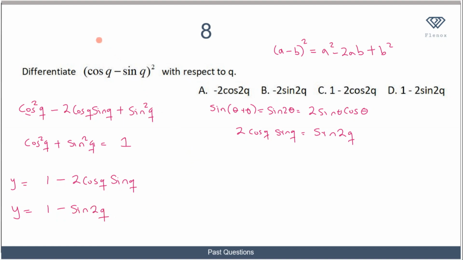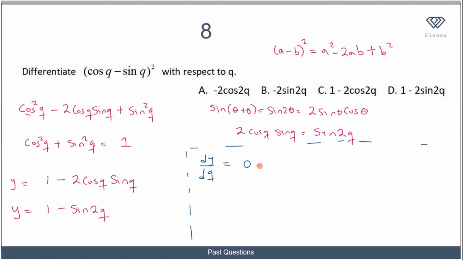So now that I've gotten this to be sin 2q, I can try to differentiate this. To differentiate this, I now have dy over dq, because I'm differentiating with respect to q, which will be equal to what? When I differentiate 1, I have 0. I'm left with minus sin 2q. So what do I have to do? I need to apply the chain rule also, because I have 2q here. So the same way I differentiate this normally, when I differentiate sin, I get cos.